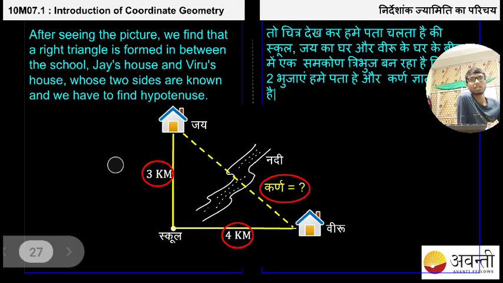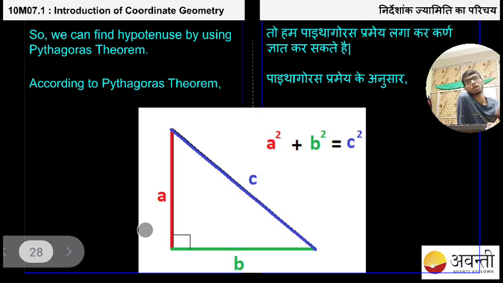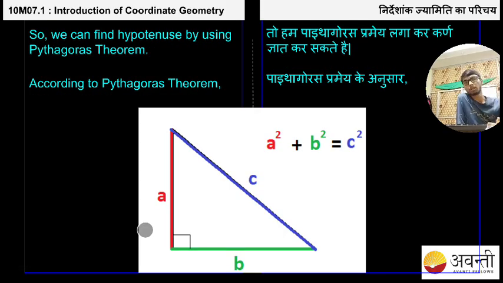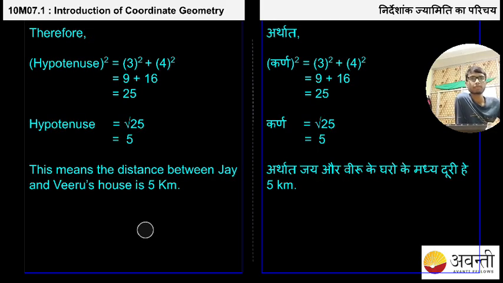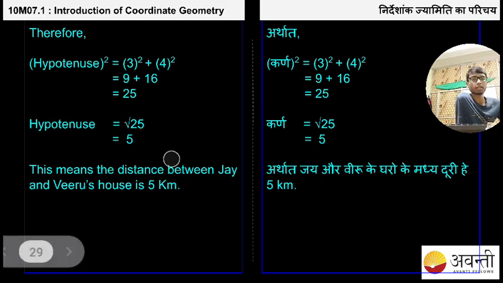The answer will come 3 squared is 9, 4 squared is 16, 25. So not 25, only 5 centimeter. And here displacement is less than total length. Total length is 7, which is more. C is hypotenuse, A is perpendicular, B is base. You are already aware of it. So the hypotenuse is coming as 5.